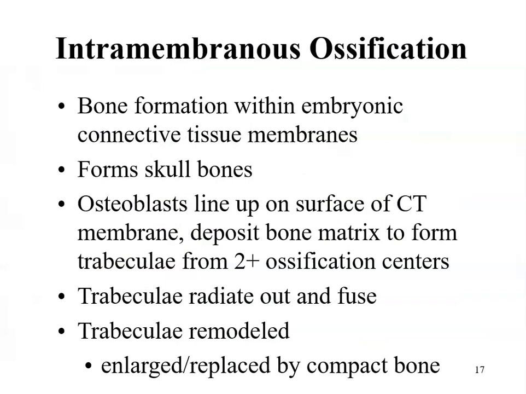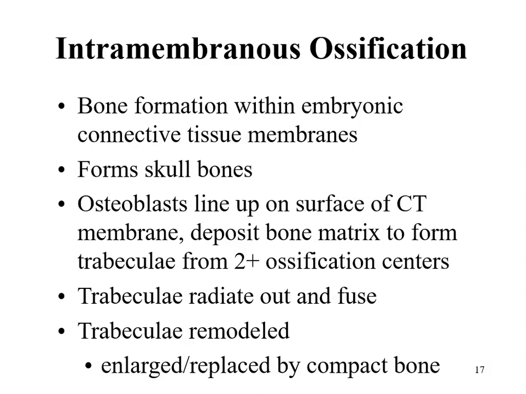Intramembranous ossification is the simpler of the two. This is bone formation within an embryonic connective tissue sheet or membrane-like structure. This is relatively limited, only forming the skull bones, a little bit of the facial bones, and the medial bit of the clavicles. So basically think the skull.